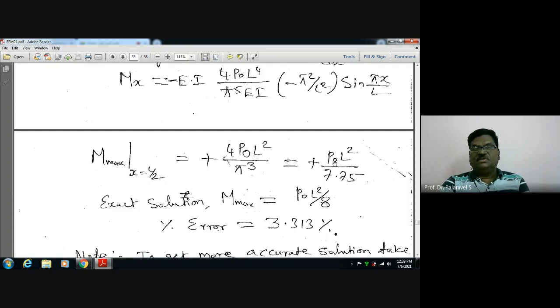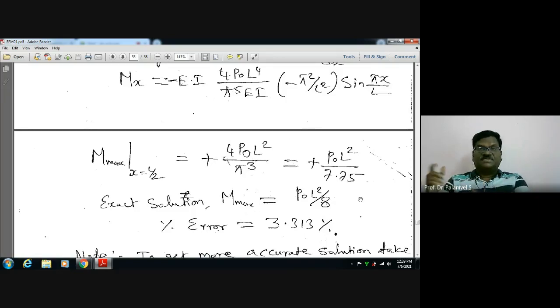What is the bending moment for a simply supported beam subject to UDL? W L square by 8, you know, isn't it? Here it is P naught L square by 7.75, but the exact solution M max is equal to P naught L square by 8. We are getting almost the same. Here 7.75, here 8.